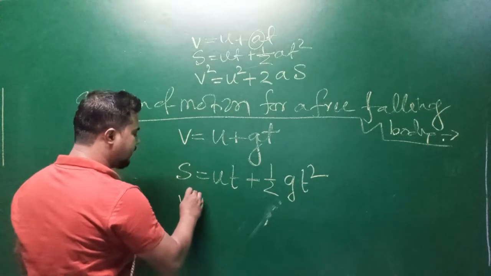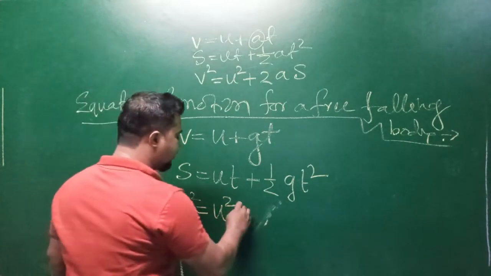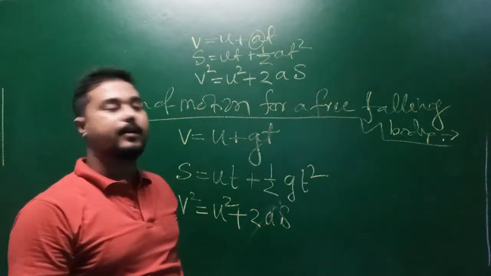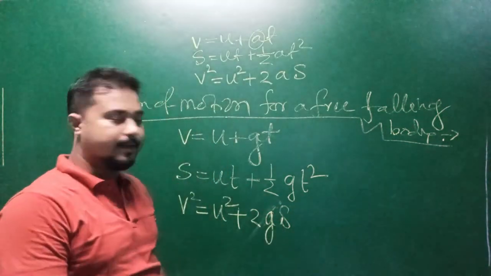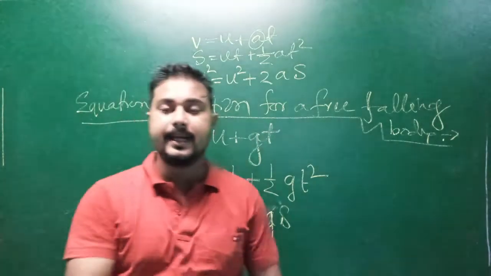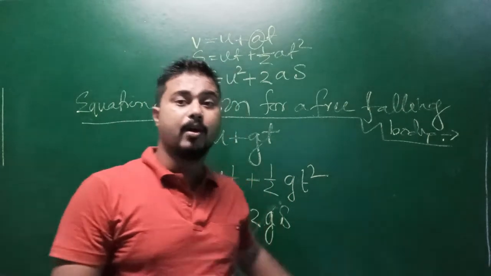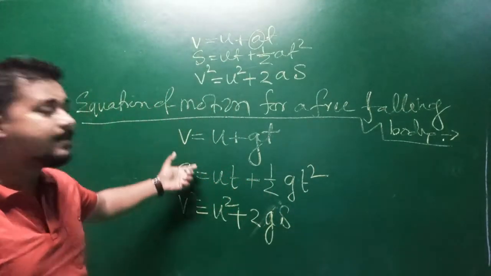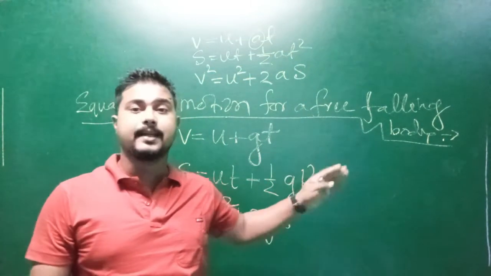And the third equation: v squared is equal to u squared plus twice gs. So it is the third equation of motion for a free falling body. Okay, hope all of you are able to understand this point. So etia soa main jitu form to hoise, etu hobo for a free falling body we can write these equations.